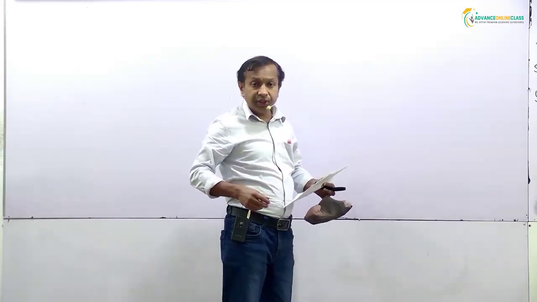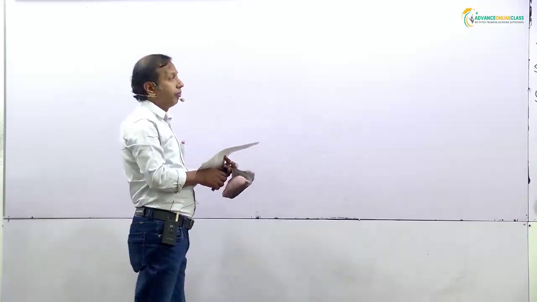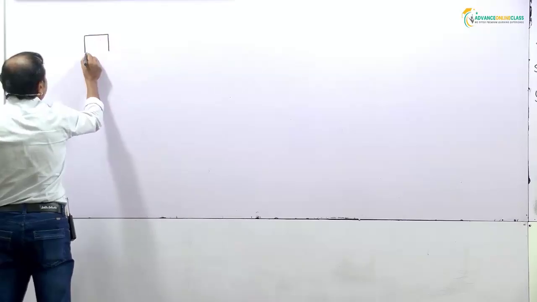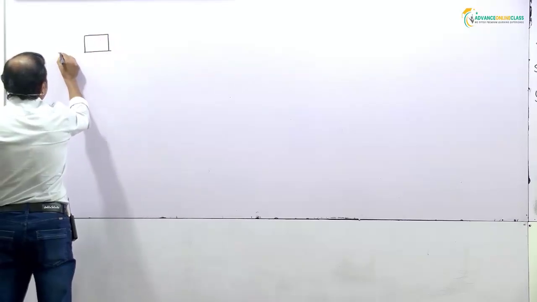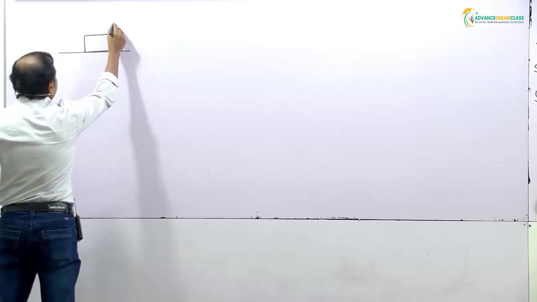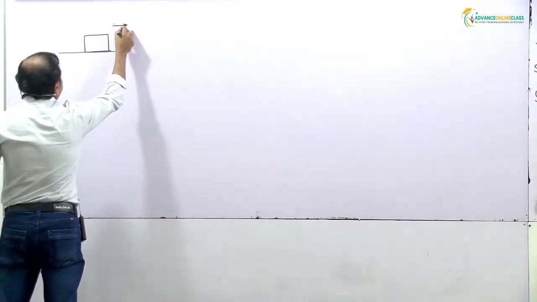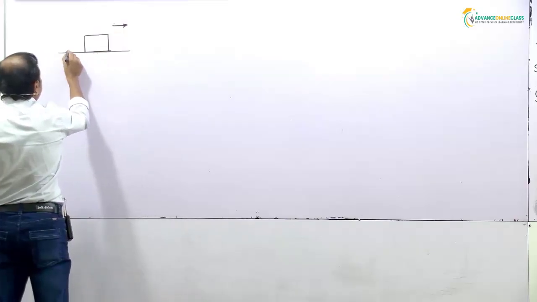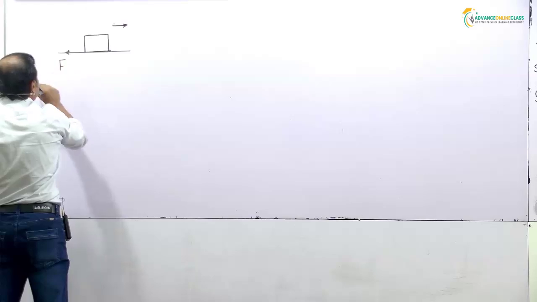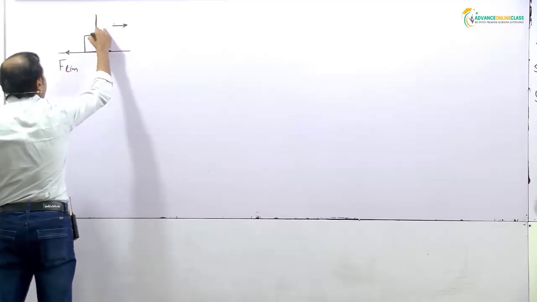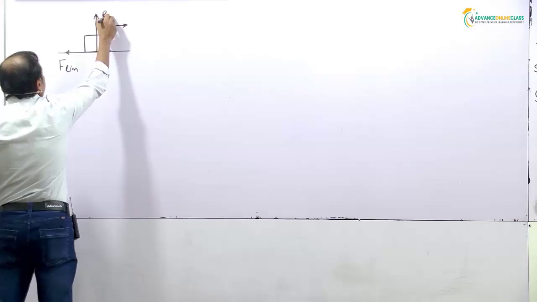Limited equilibrium means what? When the object is ready to slip, suppose the object is ready to move in this direction, that moment only we define as limited equilibrium. On that occasion, the frictional force is the limiting frictional force. In this case, the normal reaction, if I go like this, right?